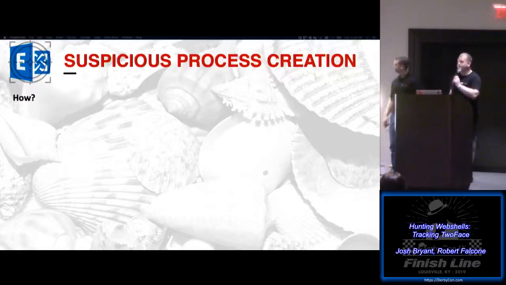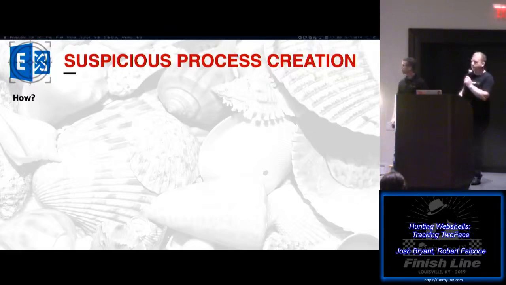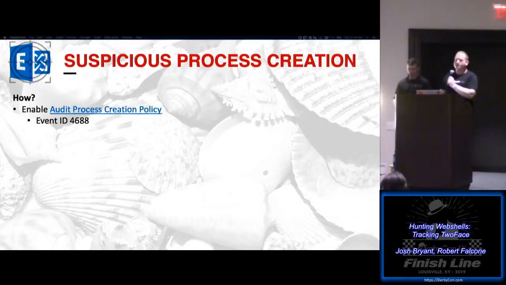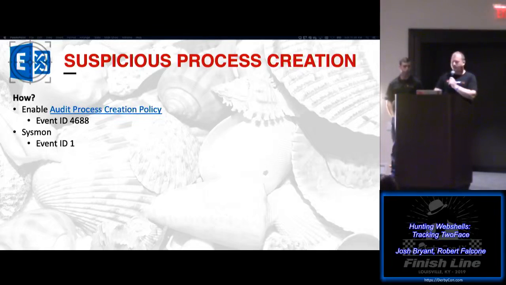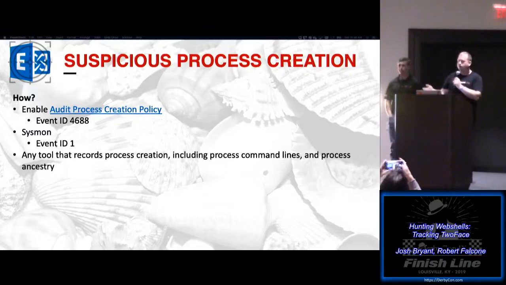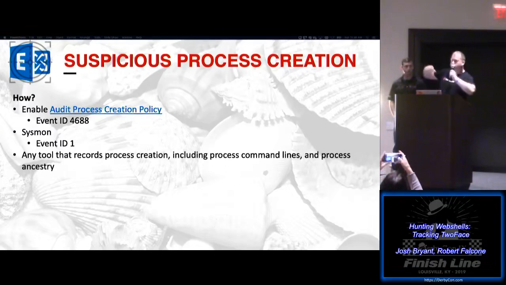All hope is not necessarily lost if you don't have that cookie field available in your logs. You can also look for suspicious process creation in your Windows event logs. However, this is another thing that isn't enabled by default. You need to make sure that you have enabled the process creation policy, so you can look for either the 4688 event, or if you're using Sysmon, event ID 1. Or you could use any other tool out there. There are a lot of different tools on the market that will record process creation.